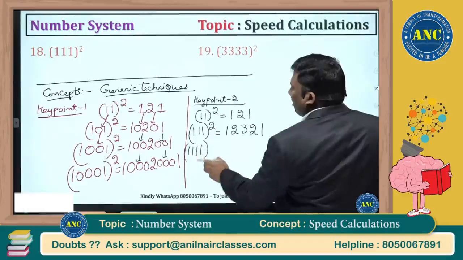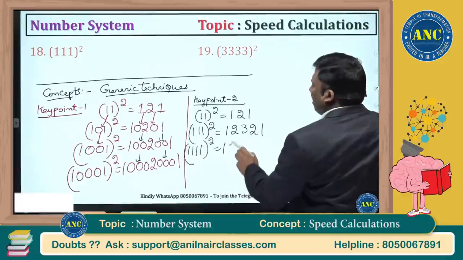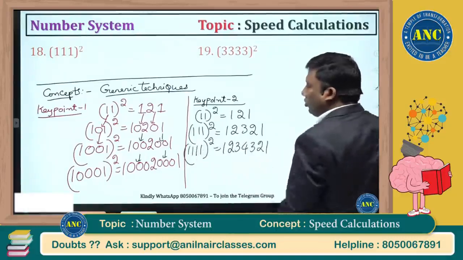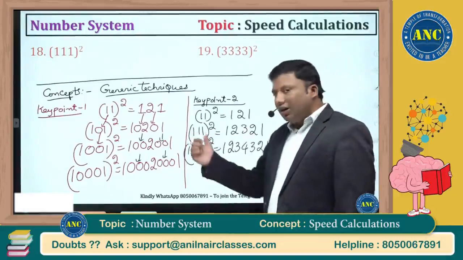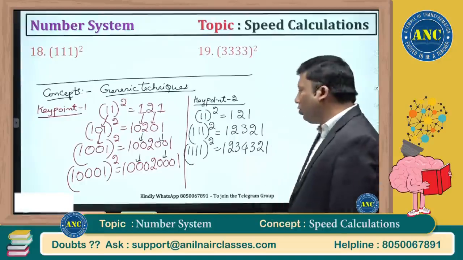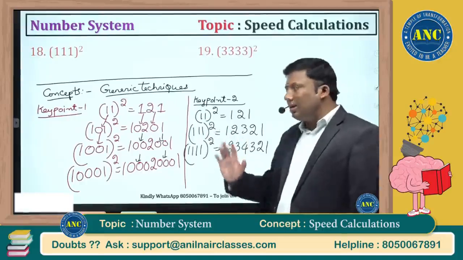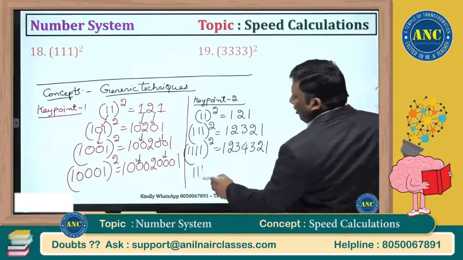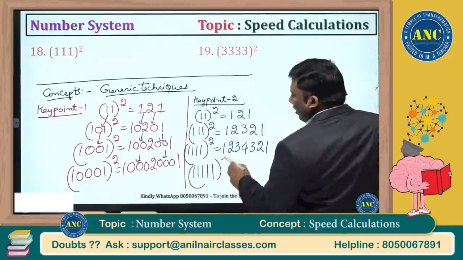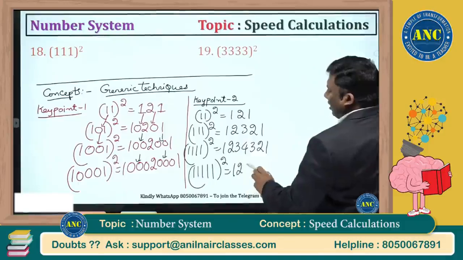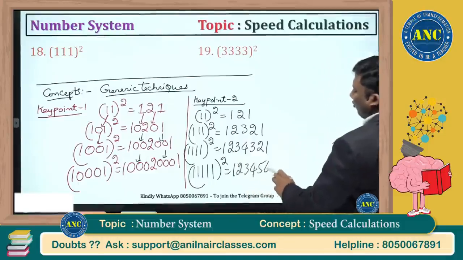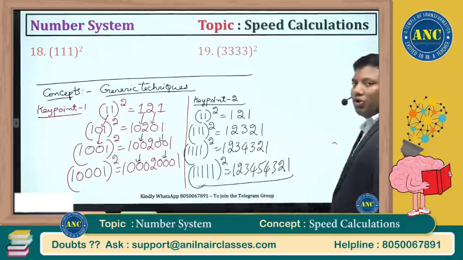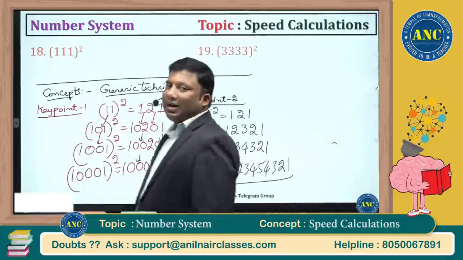Suppose 4 ones are there, what will be the answer? 1, 2, 3, 4, 3, 2, 1. If 3 ones are there, the answer will be 1, 2, 3, 2, 1. If 4 ones are there, the answer will be 1, 2, 3, 4, 3, 2, 1. If 5 ones are there, the answer will be 1, 2, 3, 4, 5, 4, 3, 2, 1. I hope the idea is clear.